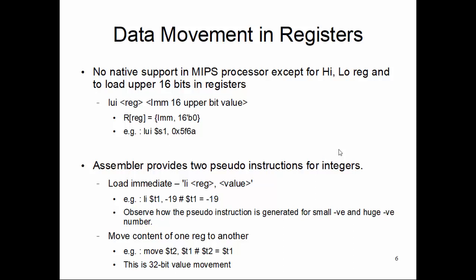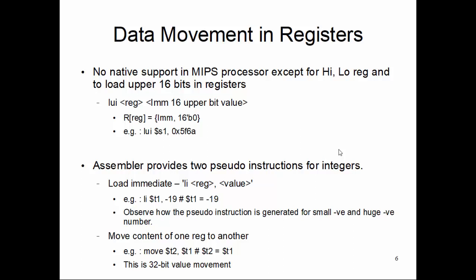So, no native support in the MIPS processor except for the high and low register. Data movement as it is, like copy one to another, that kind of scenario is not there in native MIPS. I cannot move data from one register to another register, except for high and low, and to some extent load upper 16 bit of the register.